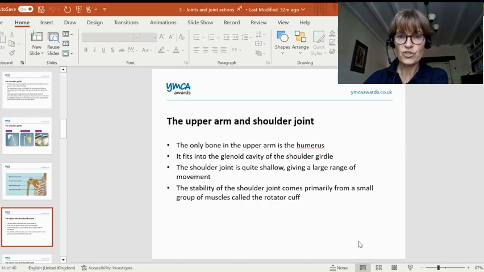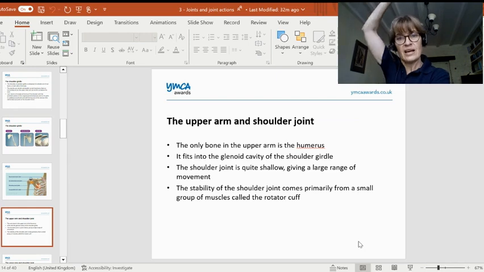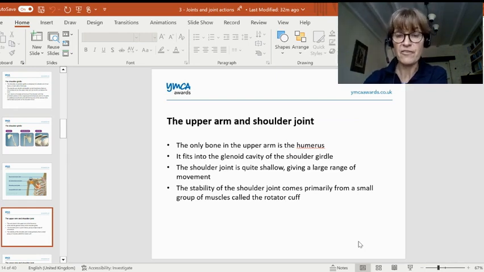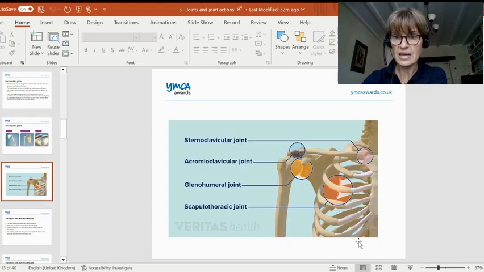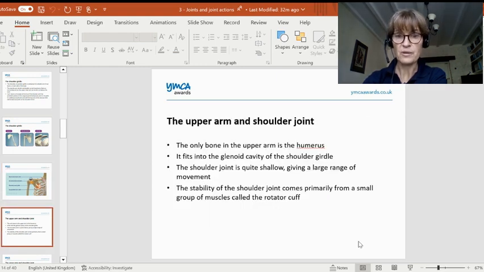Now, the shoulder joint, as you can tell, has a huge amount of movement. So the joint itself is actually very, very shallow. You can see in the picture how that joint is not holding the humerus in place at all. So for that joint to be stable, it's dependent on the rotator cuff muscles and also the ligaments that support it. But stability comes primarily from the rotator cuff muscles.